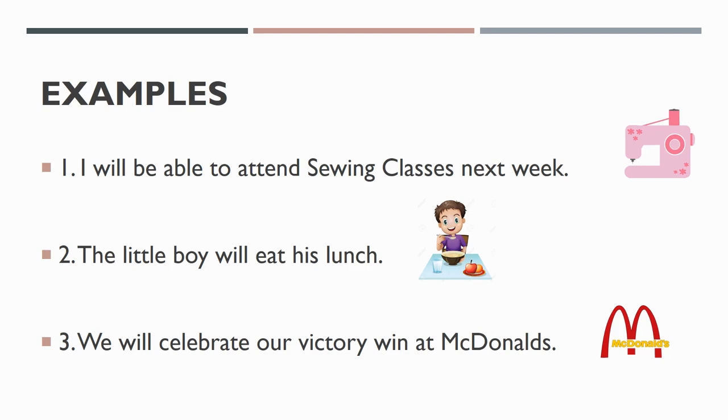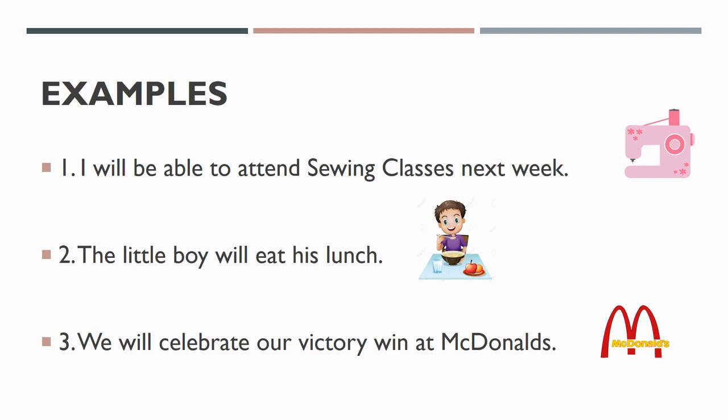Number 1. Together, let's read. I will be able to attend sewing classes next week. You see the word will be able? Yes, the word will is used to show that it hasn't happened as yet. It will happen in the future. Number 2, let's read that together. The little boy will eat his lunch. Has he done it yet? No, because the word will is there. It tells us it will happen in the future.